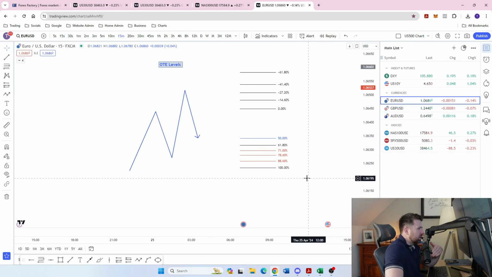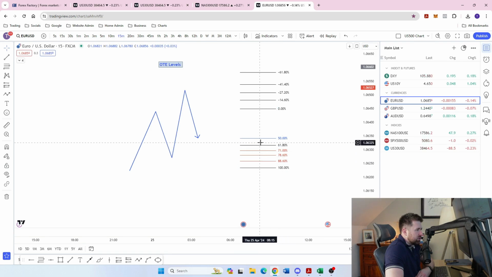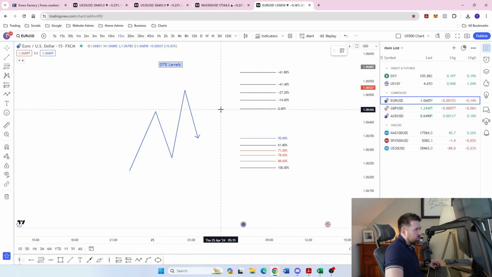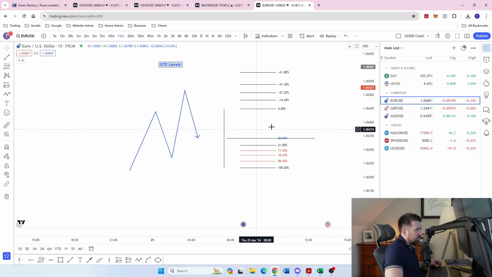Now, if you look at where I've shaded certain colors in, you can see here that we've got the 0 and then we've got the start here. I've got 71 to 88.6% highlighted in red, and in blue I've got 50%. The blue line at 50% indicates halfway between the start of the range to the bottom of the range. So that is equilibrium.